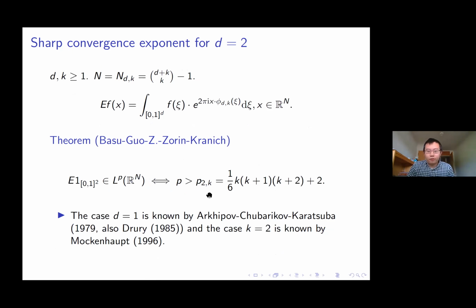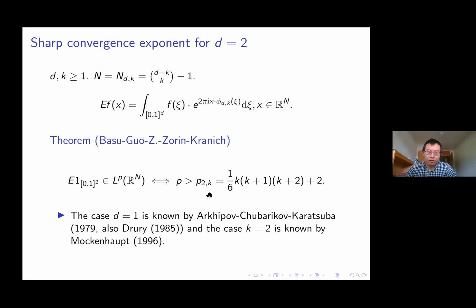And our theorem just says that we completely solve this question when the dimension is equal to 2. So E of 1 is in LP is equivalent to P bigger than some critical exponent, which you don't need to pay too much attention to. As I said, the case when dimension is equal to 1 is resolved by Arkhipov, Chubarikov, and Karatsuba, and also Drury in a different setting with a slightly stronger estimate.